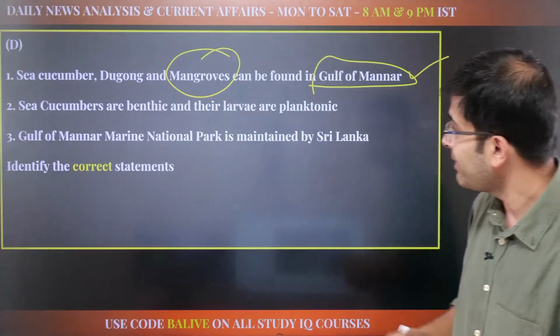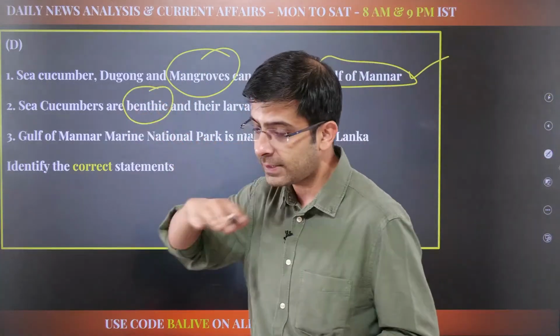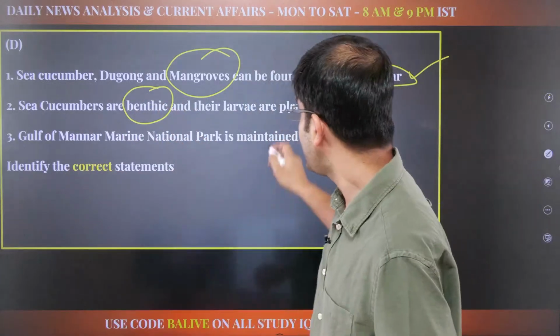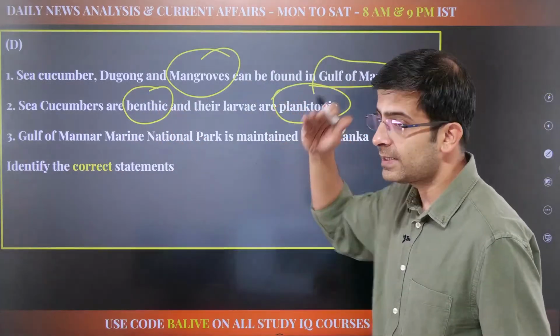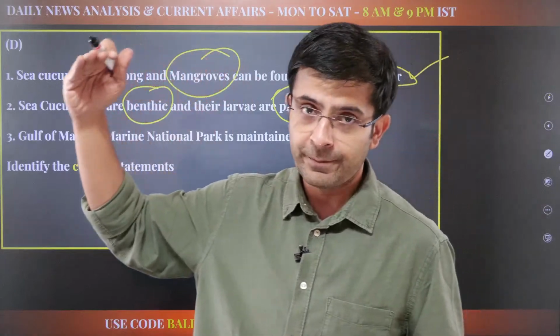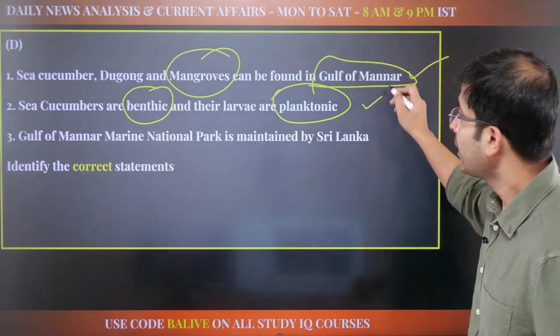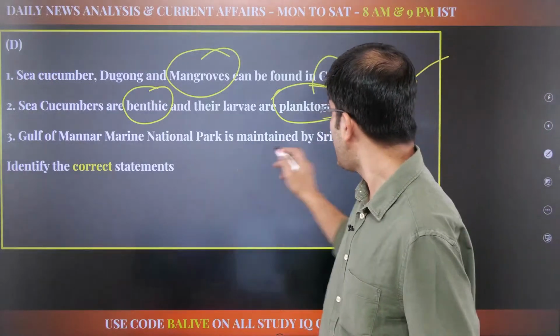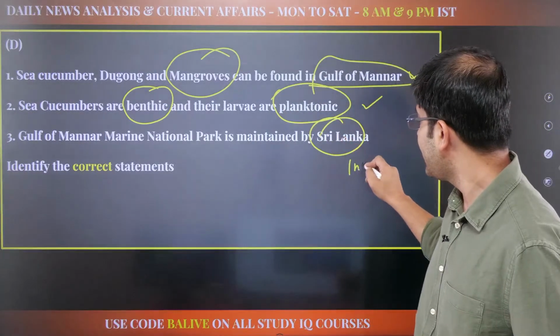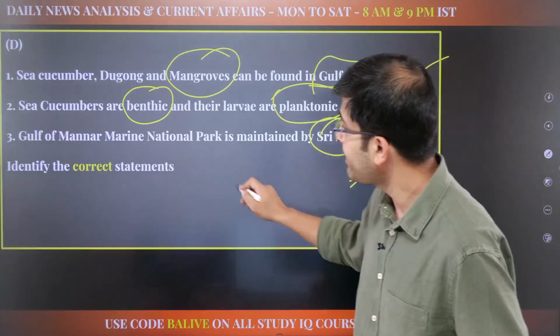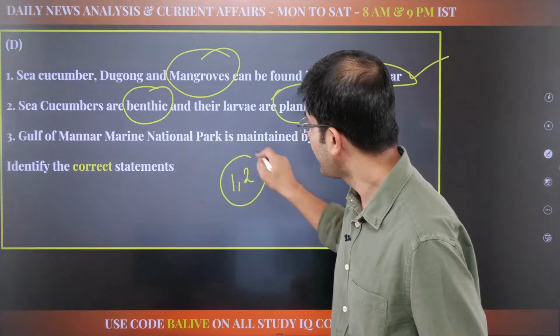Sea cucumbers are benthic, which means they lie at the surface of the sea, at the sea floor, whereas their larvae are planktonic, which means they float at the surface of the sea. All right, they are floating with the waves. So this is again true. Gulf of Mannar Marine National Park is not by Sri Lanka, but by India. All right, so the correct statements here being 1 and 2.